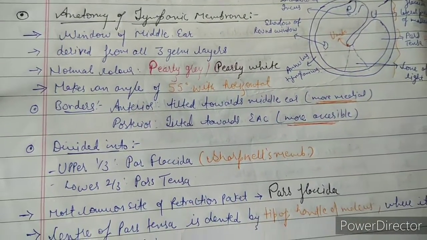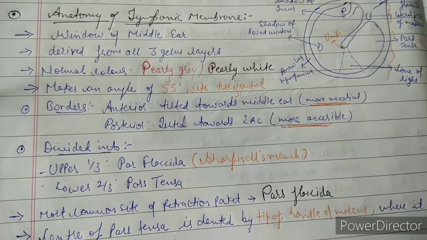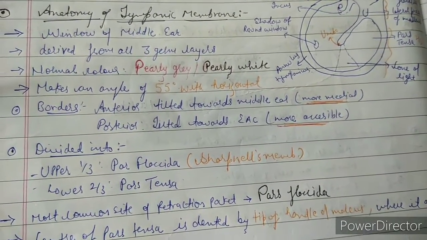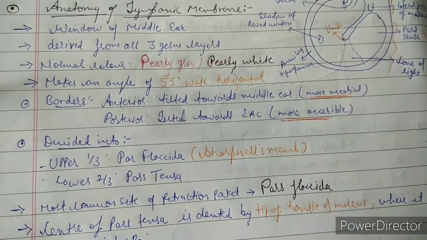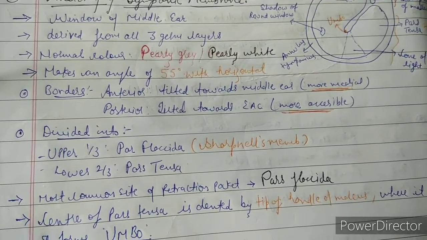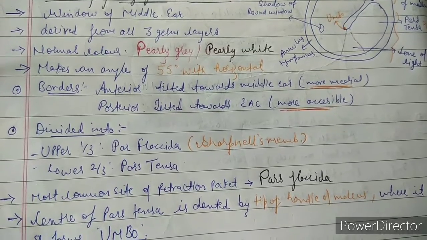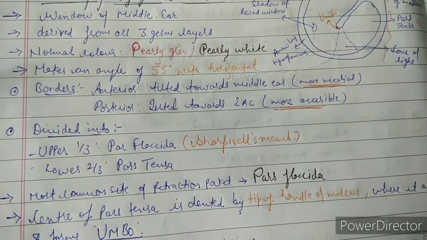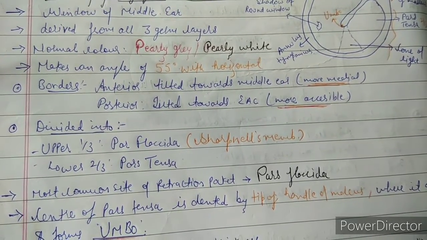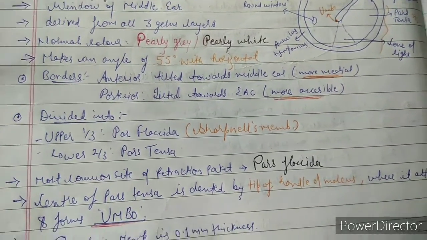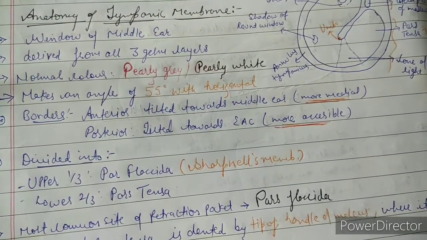Now it is derived from all three germ layers, that is mesoderm, endoderm and ectoderm. Normal color is pearly gray and pearly white. It makes an angle of 55 degrees with the horizontal. Guys, it has been asked in exams also at what angle it makes with the horizontal. So it is 55 degrees. Now borders: the anterior border is tilted towards the middle ear, more medially, and the posterior border is tilted towards the external auditory canal, that is more accessible. That means we can reach the posterior border.